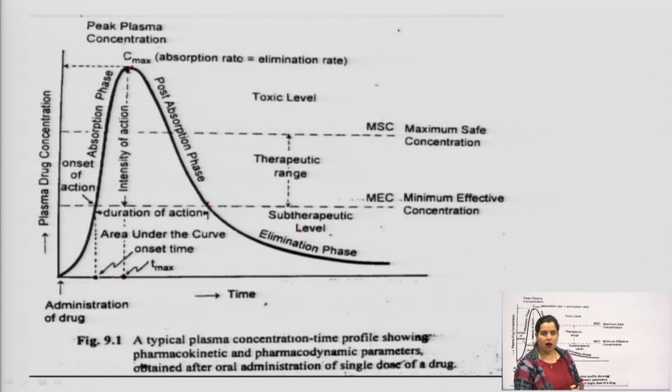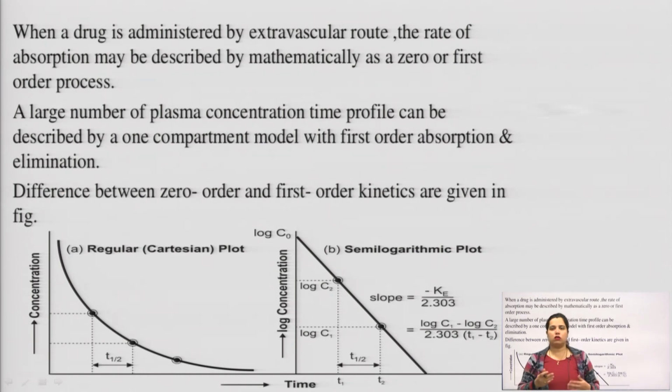This graph is basically first order kinetics, concentration dependent: how much dose you are administering, it shows that much peak and post absorption phases and all. If there is a constant concentration in plasma, it will not fall down, it will be constant. So, that is basically a constant rate profile of the drug. The difference between zero order and first order kinetics is given in this picture below.